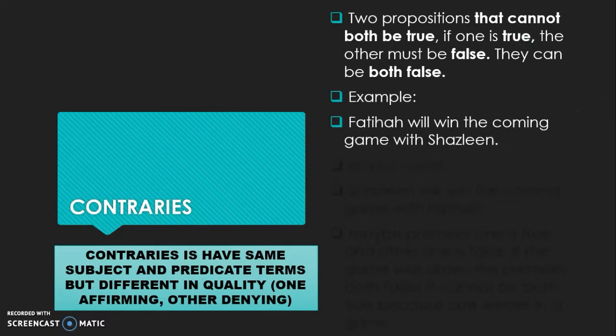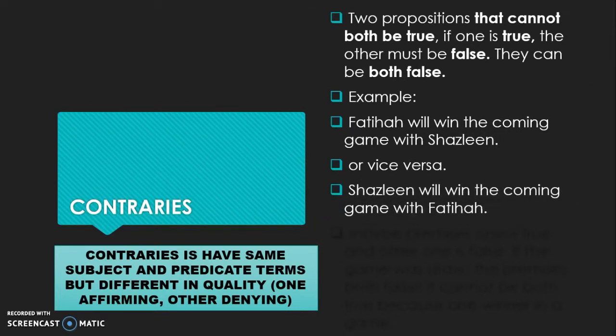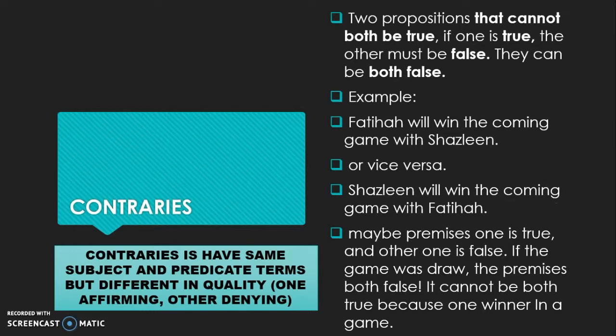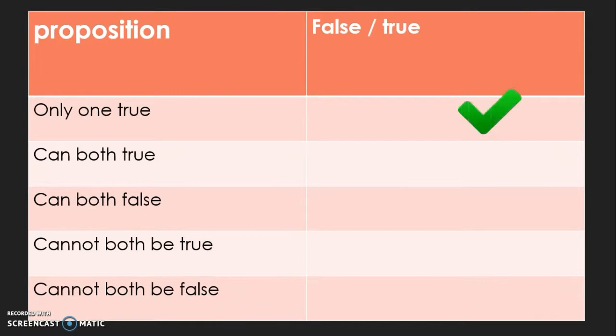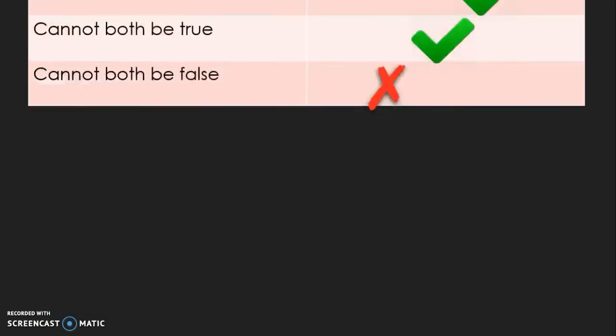Example, Fatiha will win the coming game against Shazlin or vice versa. Maybe premise 1 is true and the other one is false. If the game was a draw, both premises are false. They cannot both be true because there is only one winner in the game, right? Okay, so only one can be true and the other will be false. They cannot both be true, but they can both be false.